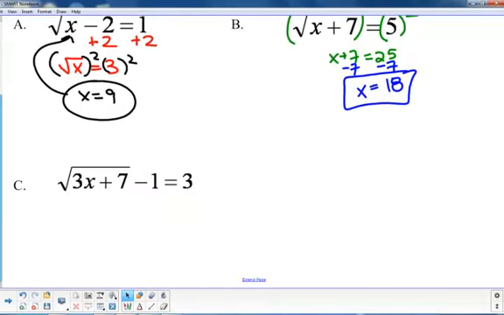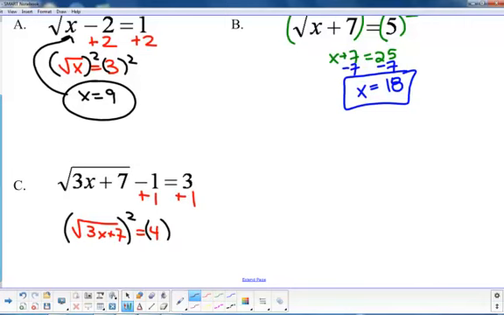And the last one on this page, we would need to add the 1 first to isolate our radical sign. And then we would square both sides. And then we would solve this like a linear equation, which is why we did that review in the beginning. So subtract 7, and then divide by 3.